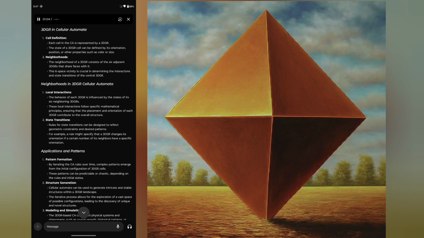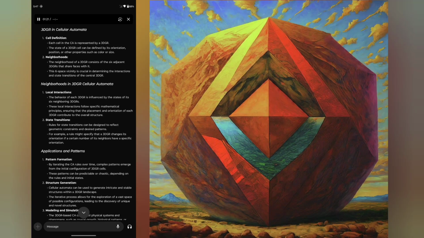Cell definition. Each cell in the CA is represented by a 3DGR. The state of a 3DGR cell can be defined by its orientation, position, or other properties such as color or size. 2. Neighborhoods. The neighborhood of a 3DGR consists of the 6 adjacent 3DGRs that share faces with it. This 6-space vicinity is crucial in determining the interactions and state transitions of the central 3DGR.